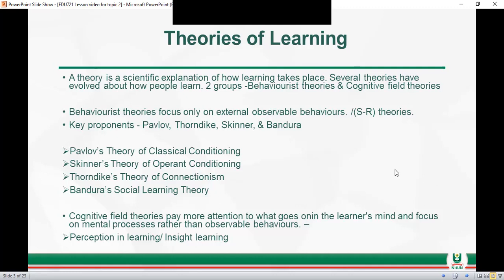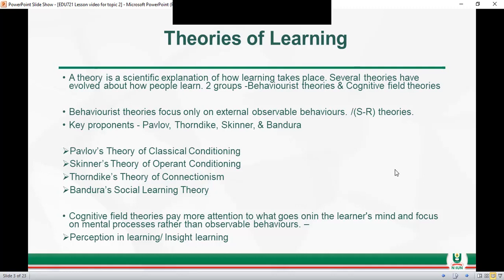For instance, Pavlov developed the theory of classical conditioning. Skinner developed the theory of operant conditioning. Thorndike developed the theory of connectionism. And Bandura developed the social learning theory. These four individuals belong to the group of behaviorist theories.